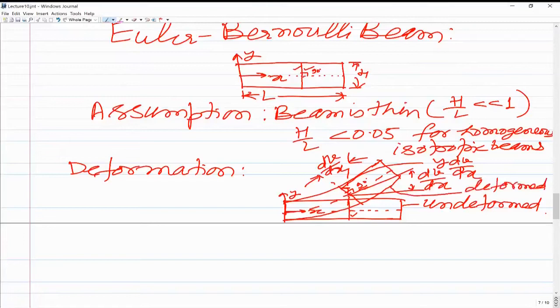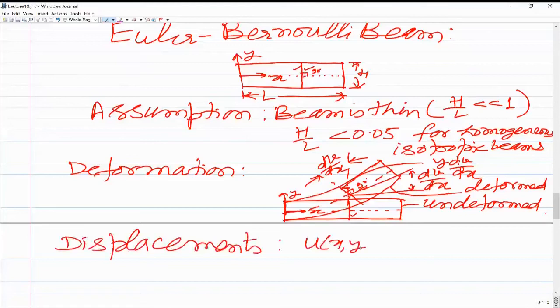Now, if you remember when I was talking about the weak form and the integral functional, some of the things I have already discussed, so I'm just repeating that. Now if you talk of displacements, you have displacement along the x direction, which is a function of x and y, and that is equal to minus y into dv by dx.